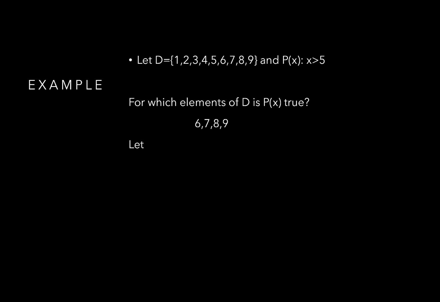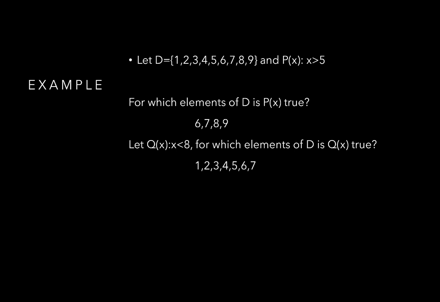Let's define a second predicate. We'll call it Q of x, and this time x is going to be less than 8. We want to know for which elements in the domain this predicate is true. So back to our set D, we're looking for all numbers less than 8. That means we have 1, 2, 3, 4, 5, 6, and 7.